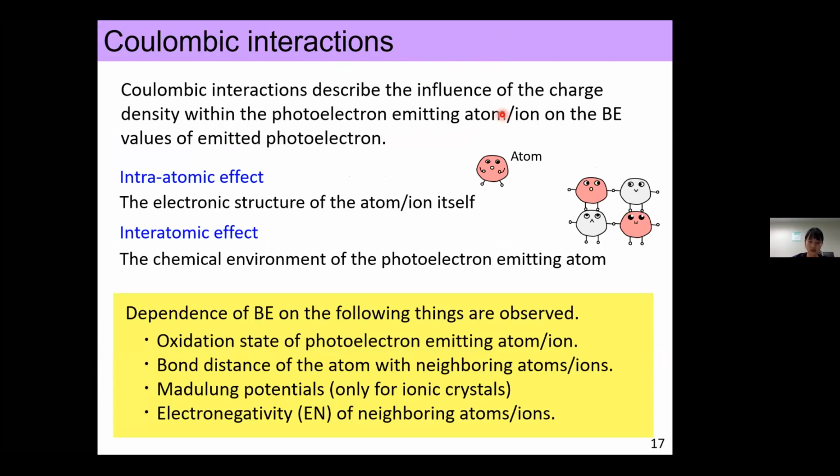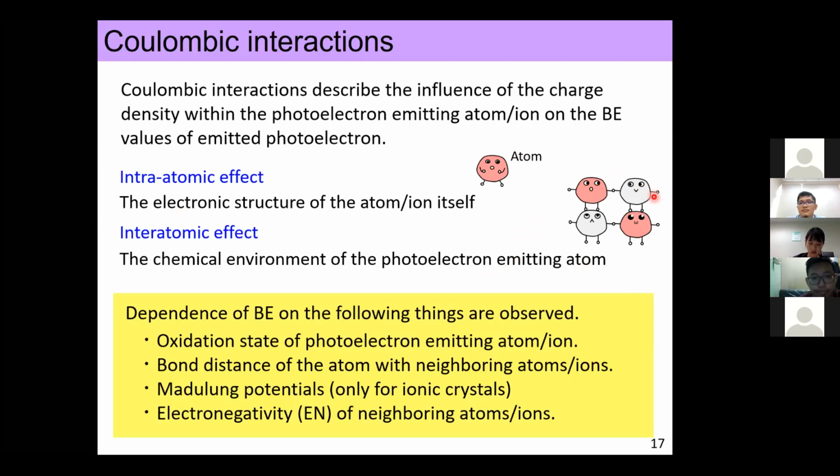Coulombic interaction describes the influence of charge density within the photoelectron emitting atom or ion on the BE values of the emitted photoelectron. Intra-atomic effect is derived from the electronic structure of the atom or ion itself, while interatomic effect is derived from the chemical environment of the photoelectron emitting atom in the material.